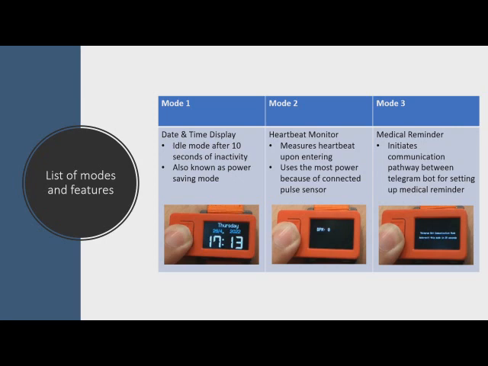So for mode 2, we have a heartbeat monitor, which measures the heartbeat of the user upon entering the mode. This mode uses the most power because of the connected pulse sensor, which will draw current from the battery. So for the third mode, we have a medical reminder. In this mode, the M560 Plus will initiate a communication pathway with the Telegram bot for setting up the medical reminder.